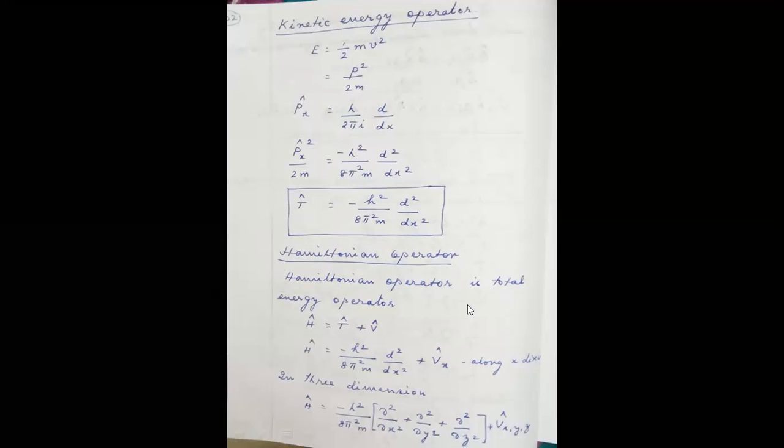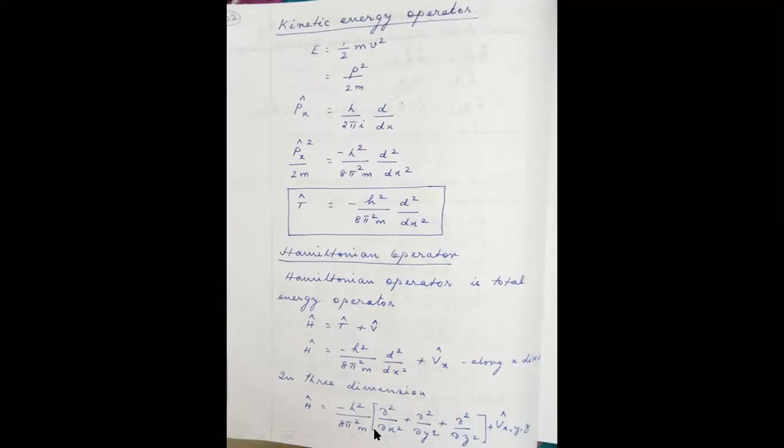The Hamiltonian operator is a total energy operator. Total energy is just the sum of kinetic energy and potential energy. Kinetic energy is T, potential energy is V. So total energy is H, which is called the Hamiltonian operator. H operator is equal to T operator plus V operator, so it is minus h square by 8 pi square m, d square by dx square, plus V operator, the potential energy Vx operator. This is along the x direction.